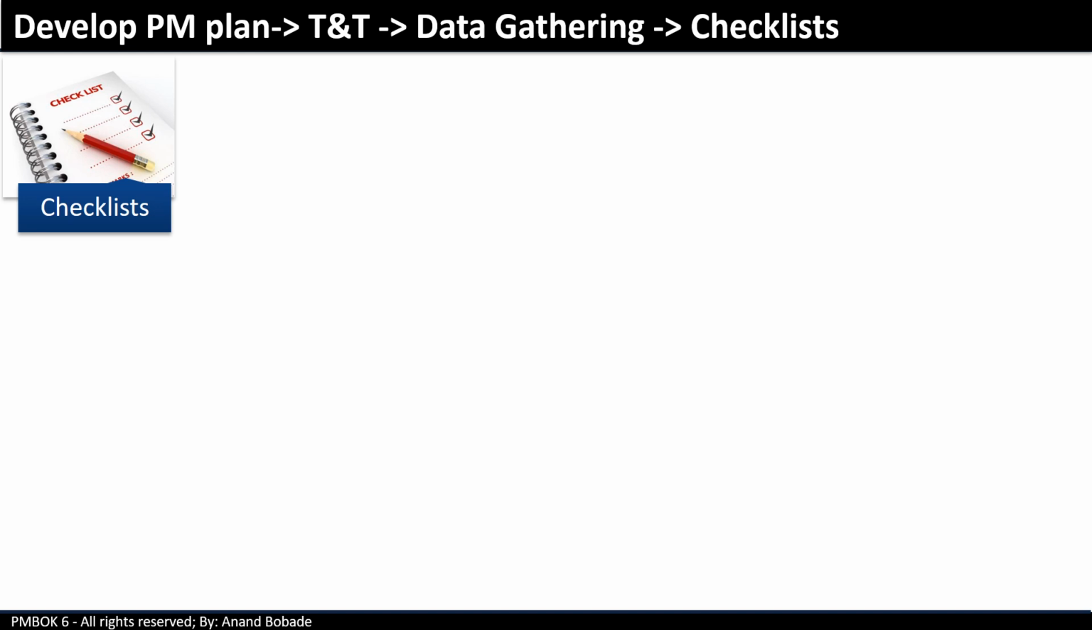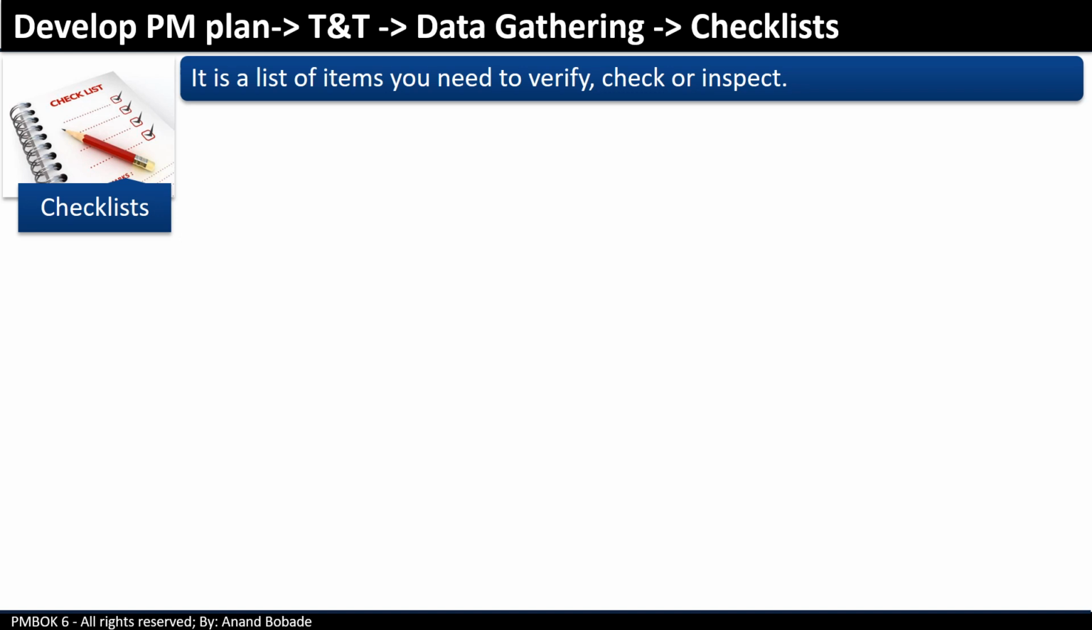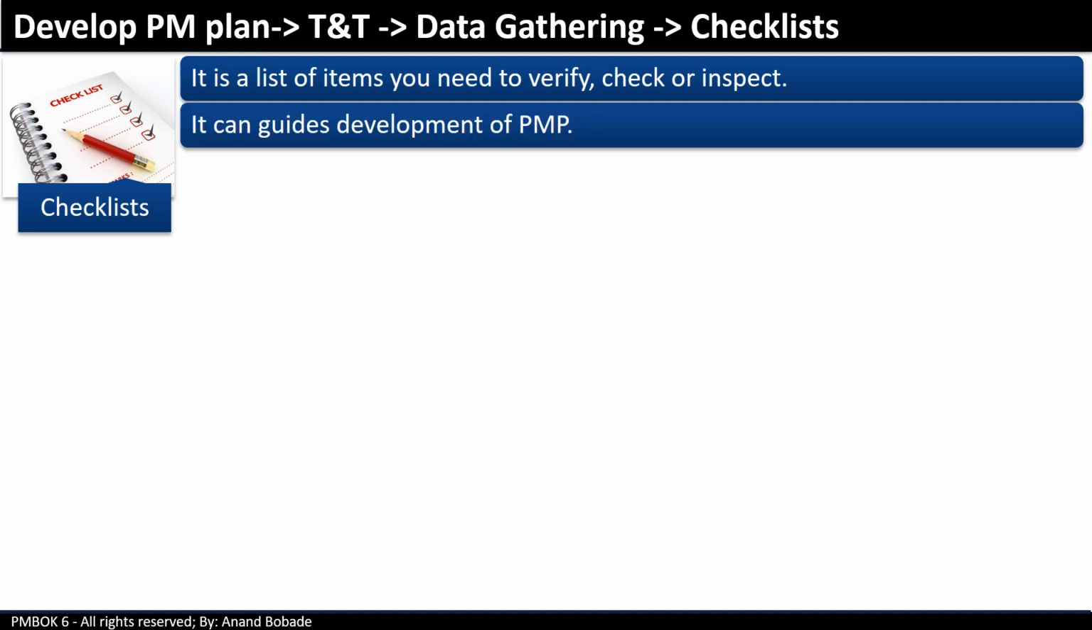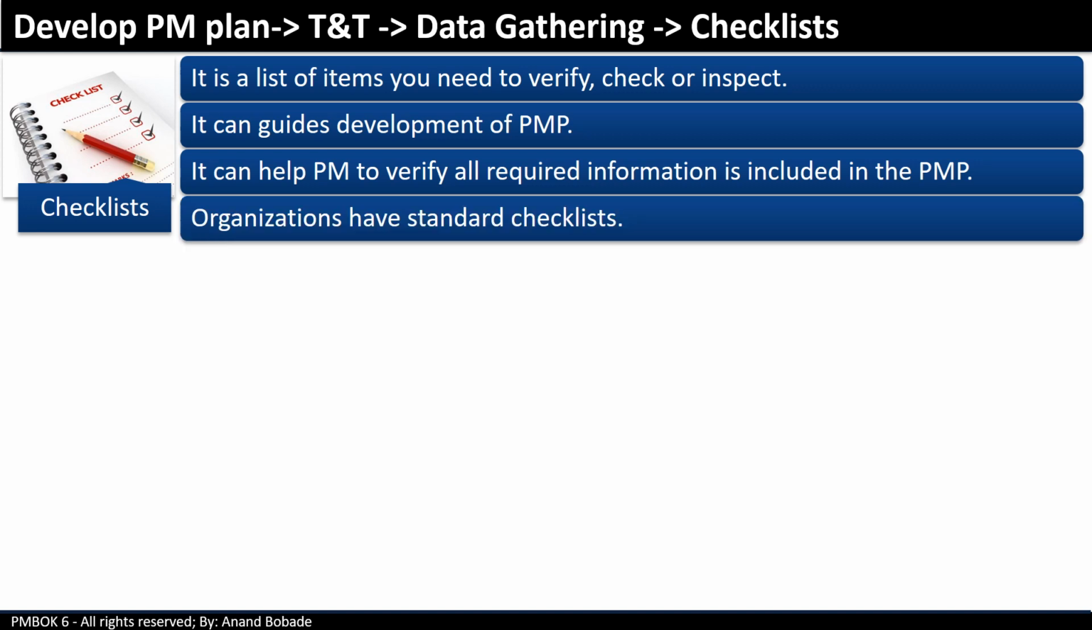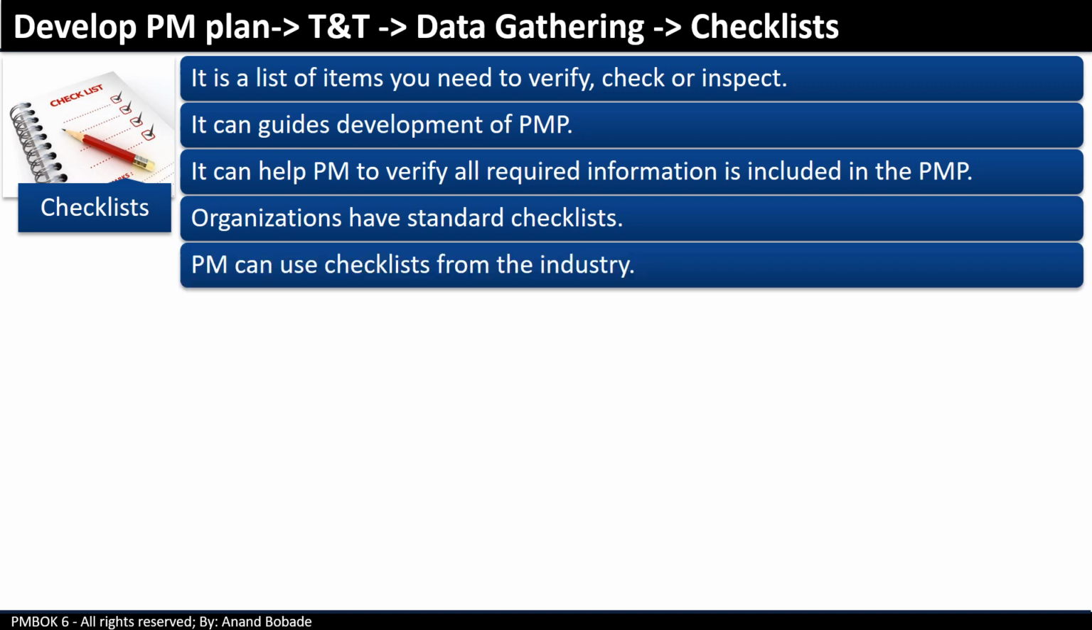The next data gathering and creativity technique is checklist. A checklist is a list of items you need to verify or check or inspect. It can guide development of the project management plan. It can help the project manager to verify whether all required information is included in the PMP or not. Many organizations have standard checklists. The project manager can use a standard checklist or a checklist from industry and apply it on your projects.